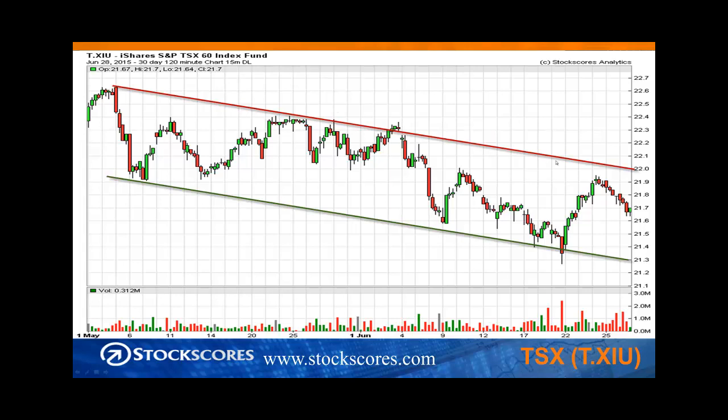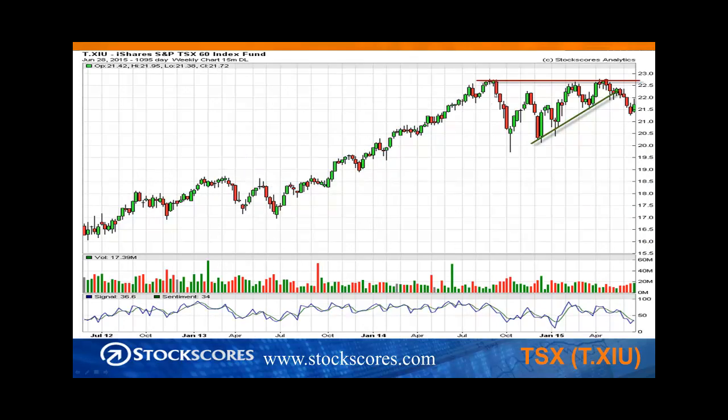Downward sloping channel. The sellers are in control in the short term. Fair bit of chop here, volatility there, but within the context of this downward sloping channel, it's a bearish short-term chart. Longer term, I'm a little worried about this chart because we had a double top. We hit a top here and a top here.